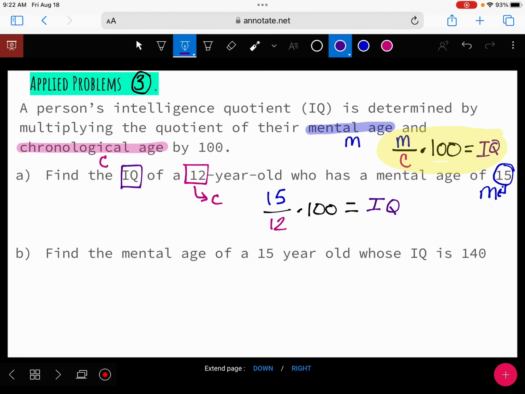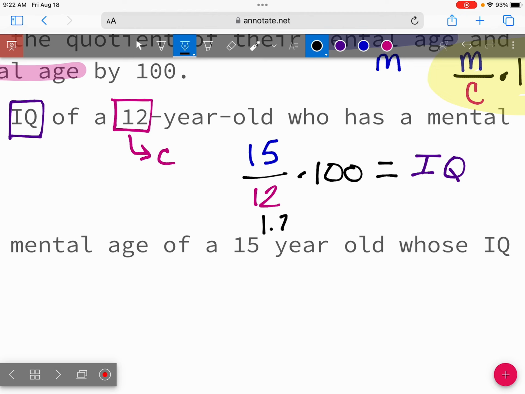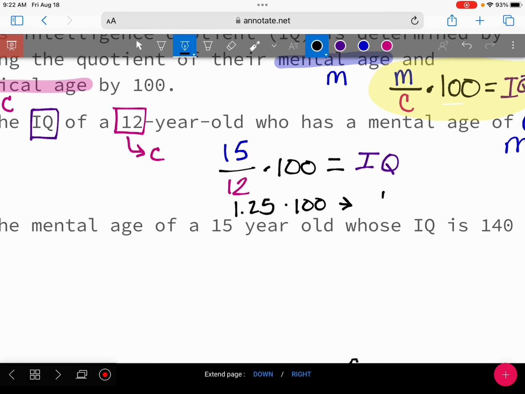All right, so what are we going to get here? What is 15 divided by 12? Yeah. I mean, we could simplify it. Both of those divide by 3 and we get 5/4. That's way easier to think about. 1.25, right? My screen's being a jerk. 1.25 times 100. So what's their IQ? 125.